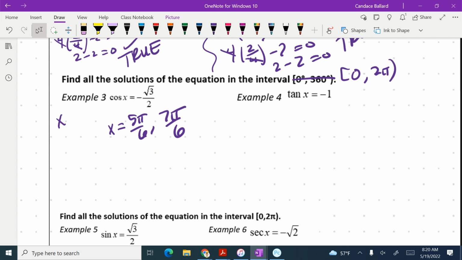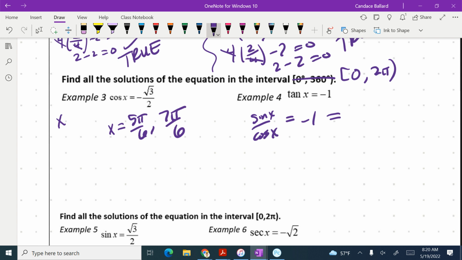So is tangent one of the things we can just read right off the unit circle? What do I have to turn it into? Good. We have to turn it into sine over cosine. It's really sine x over cosine x. So what I am looking for is somewhere where my x and y values are the same, but with opposite signs.